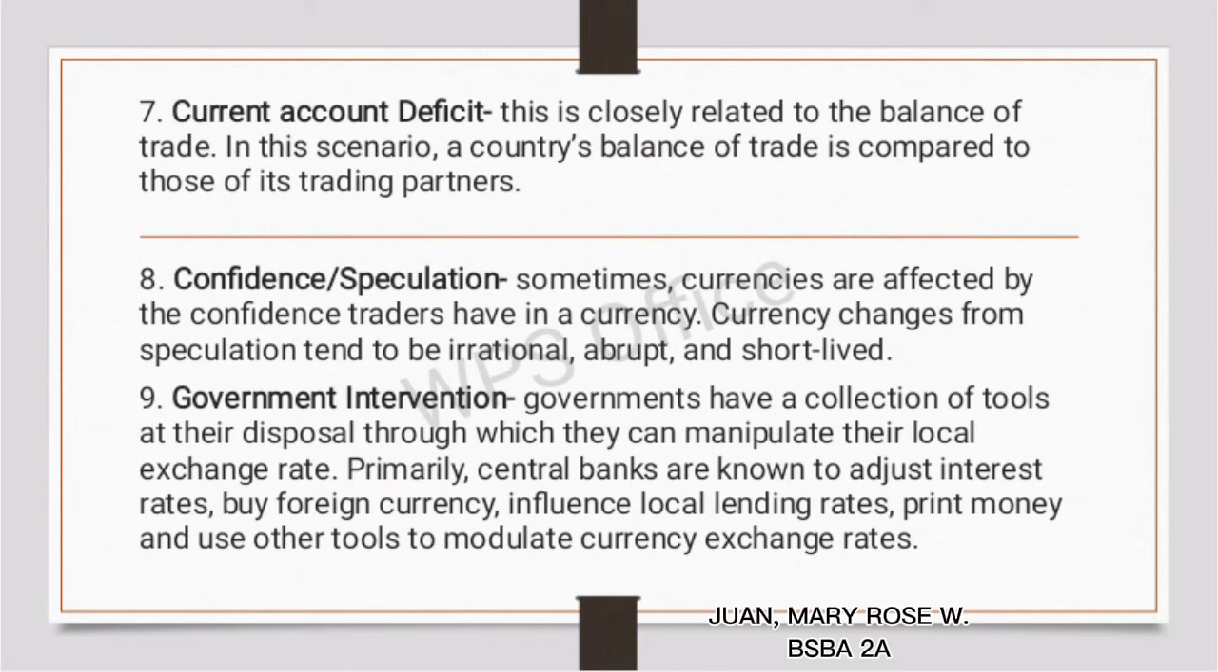Next is current account deficit. This is closely related to the balance of trade. In this scenario, a country's balance of trade is compared to those of its trading partners. Current account deficit is the shortfall between the money received by selling products to other countries and the money spent to buy goods and services from other nations.